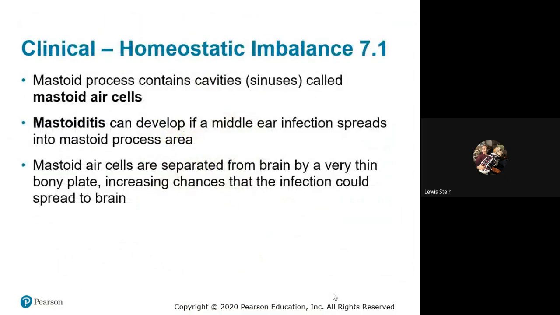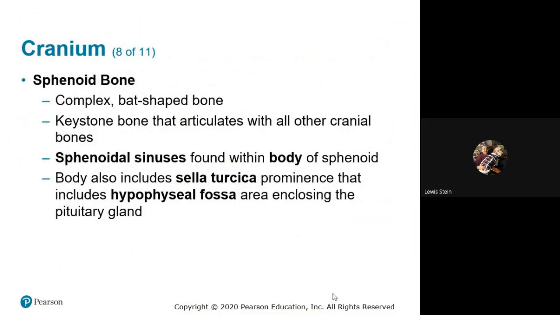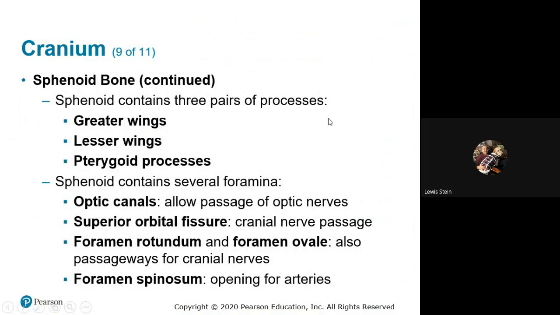There's the sphenoid, hat-shaped bone, keystone of all the others, has sinuses, sella turcica, hypophyseal fossa, and hypophysis means pituitary. That's another name for the pituitary. So the fossa is that indented area. The whole bony enclosure is the sella turcica. Greater wings, lesser wings, and pterygoid processes, optic canals, superior orbital fissure, rotundum, ovale, and spinosum.